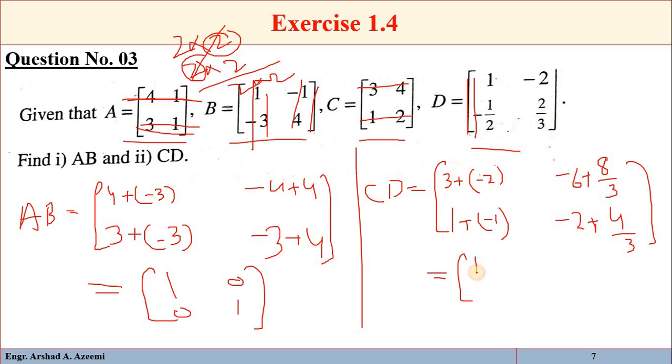3 minus 2, 1. Here we will get 0. Take the LCM 3, so 3 sixes are 18. It will be minus 10 divided by 3, and this will be minus 2 divided by 3. You can solve it and you will get this result. Okay.